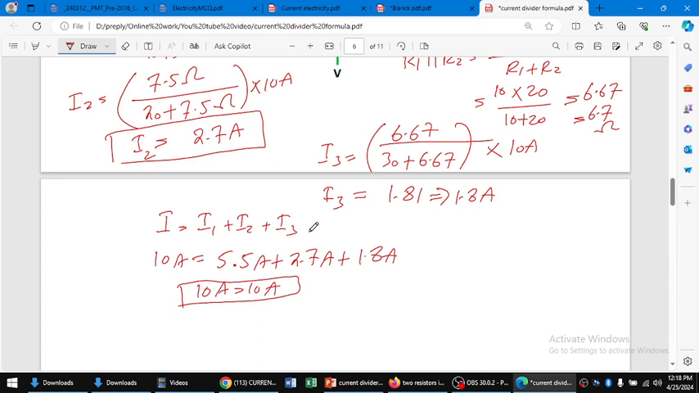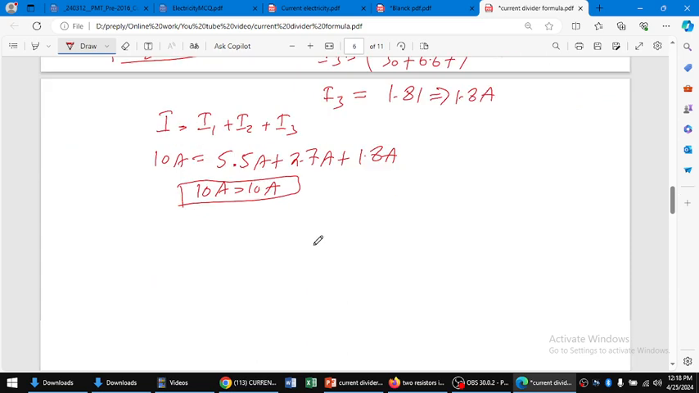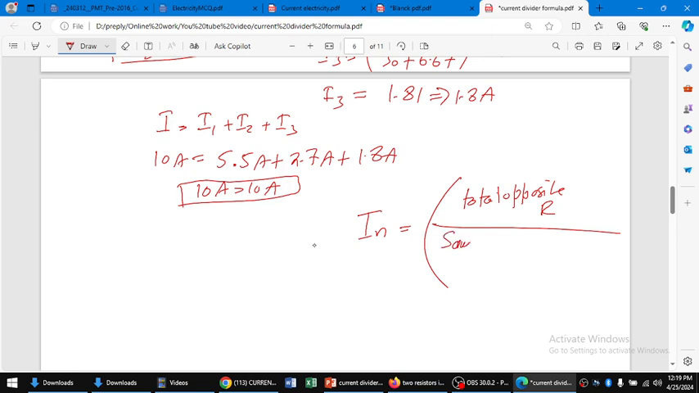So in order to solve, apply this formula. I write again the quick current divider formula: the current in any branch is equal to the total opposite branch resistance divided by the same resistance in which the current flows, plus again the total opposite resistance, multiplied by the source current.